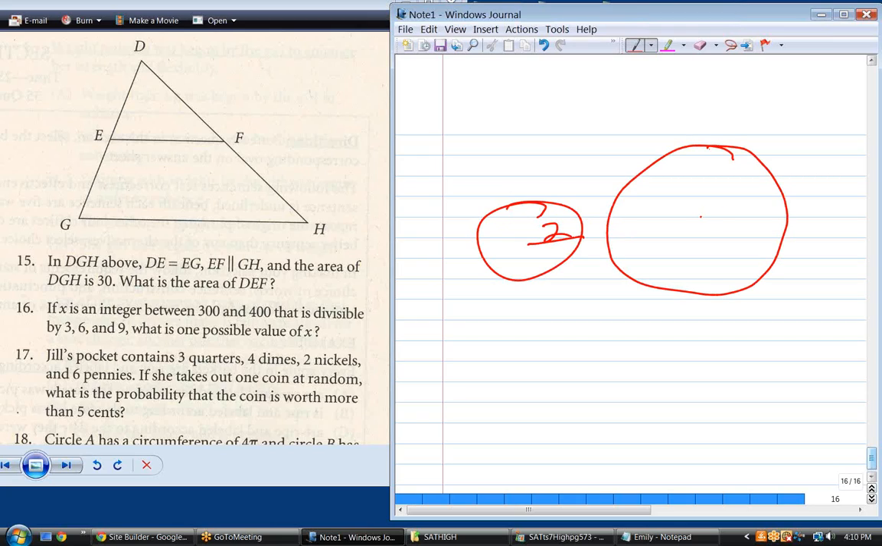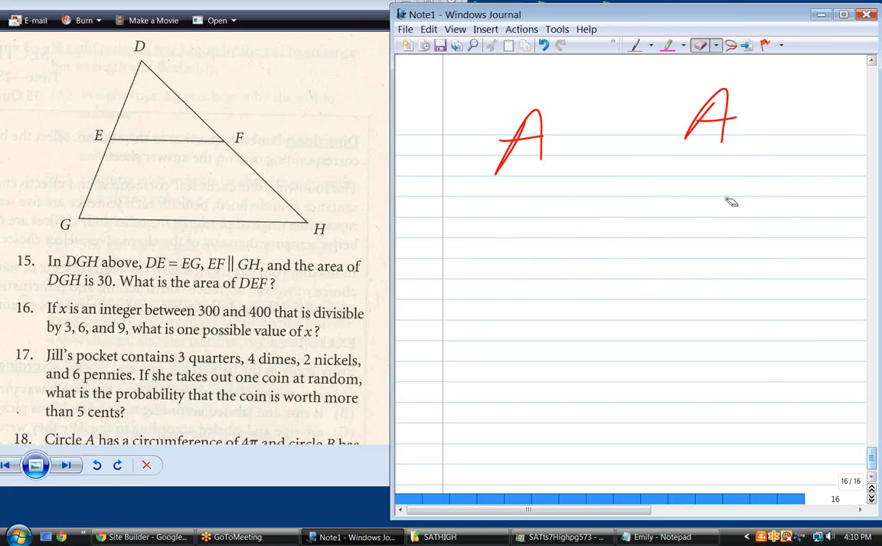If I have similar circles, this radius is twice this radius. What is this area compared to this area? 8 times is what? 4 times, sorry. Because this would be 4 pi, and that would be 16 pi, so it's 4 times as big. In other words, when you go from a linear dimension to an area dimension, you have to square the radius relationship. What started out as a 2-to-1 relationship becomes a 4-to-1 relationship when you go to area.